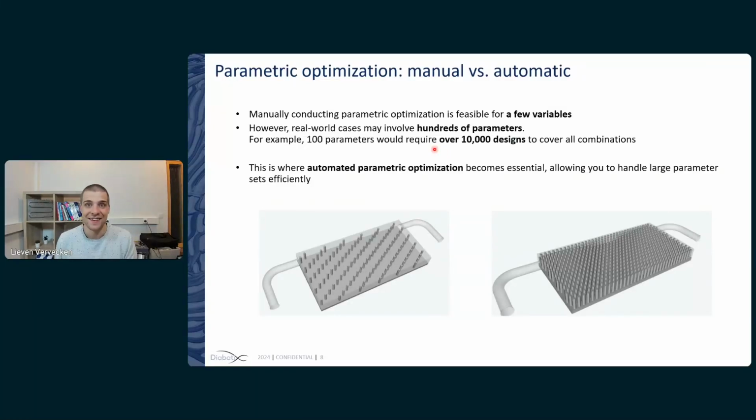As you can imagine, the number of variables can quite easily grow exponentially, meaning that performing that study manually will become infeasible. In real-world applications, you easily have hundreds of design parameters. If you, for example, have 100 design parameters, that would require over 10,000 different designs to cover all combinations, and that's simply not possible in a manual fashion. That's why you will have to look for an automatic approach.